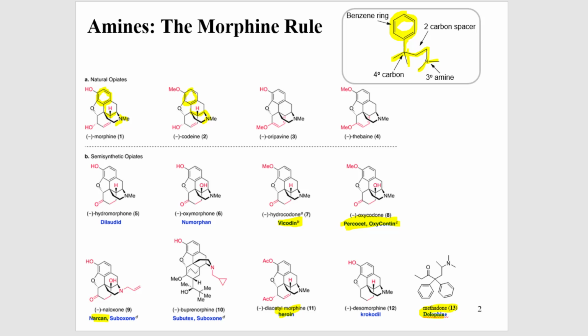Now, of these, you can see that methadone, which is typically used to treat addictions, has that benzene ring to a quaternary carbon, to a 2 carbon spacer, to a tertiary amine. So it follows the morphine rule, so it will bind in the same pocket, but it's very different. What an opioid does, the methadone doesn't deliver the same type of effect. However, it does bind to the same area.